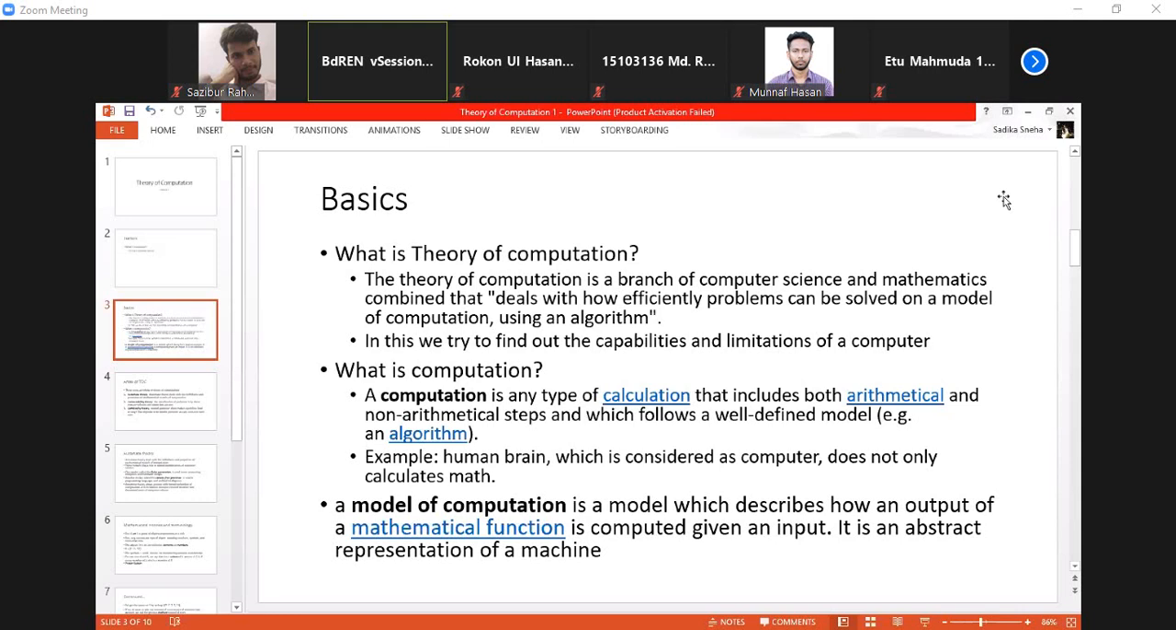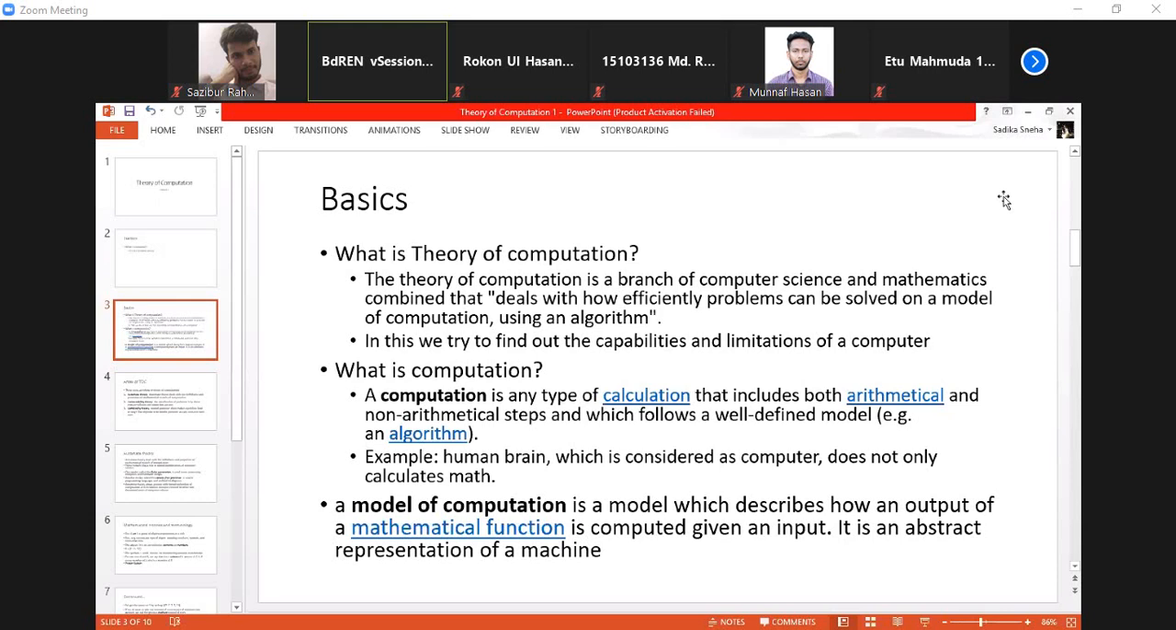So keeping in mind how the conversion process from input to output is performed, the machine for any problem is created. Whenever we want to create any machine, we try to find out how the output is found, or how the output is produced from the input. This is what the model of computation describes, for any mathematical function when the input is given.